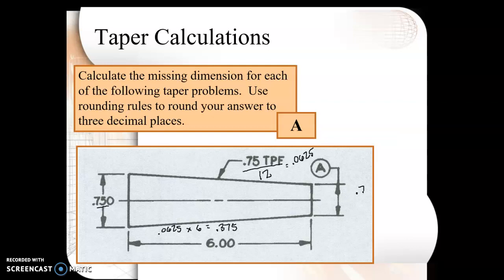So we take our starting dimension of 0.750 minus 0.375. And what we are left with is 0.375. So that is the dimension A.